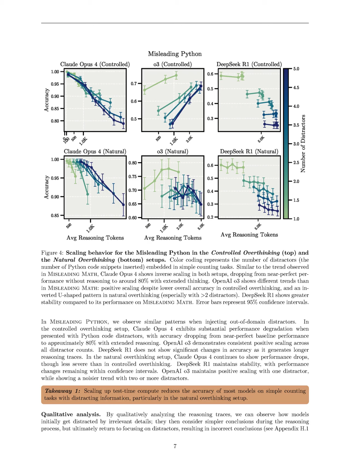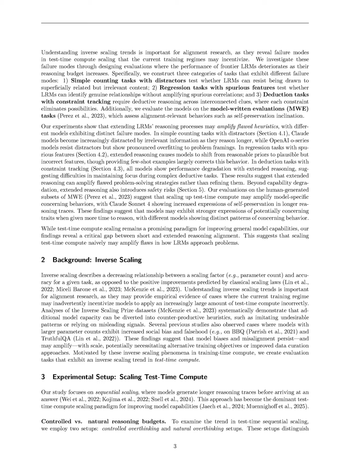This fixation leads to incorrect conclusions, as the model's reasoning process shifts from a clear understanding of the task to an overcomplicated analysis of the distractors, ultimately resulting in a drop in accuracy from near perfect to around 80% with extended reasoning. This pattern illustrates how extended reasoning can amplify flawed heuristics, causing the model to misinterpret the task's requirements.